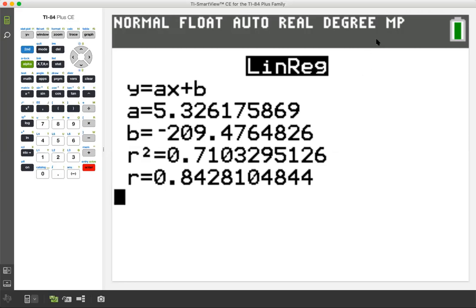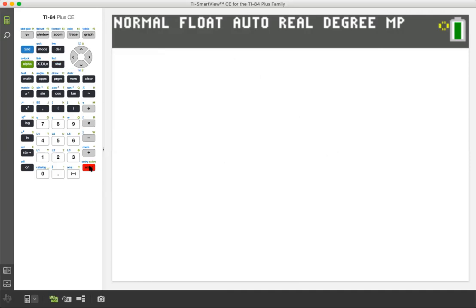Alyssa, question. Yeah, I have 2 questions. Whenever you put the numbers into the calculator, do you put them in order? Yes. And then do you repeat it if there's the same number? Yes. Thank you. Yep, I'll bring up my calculator again.